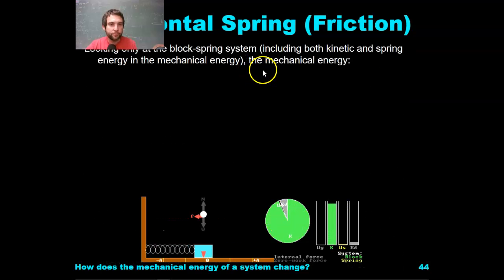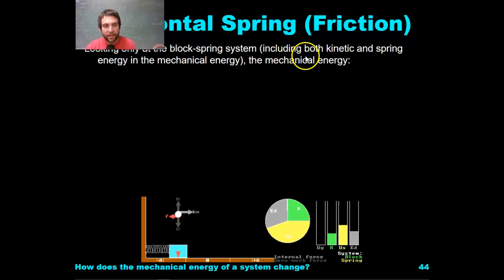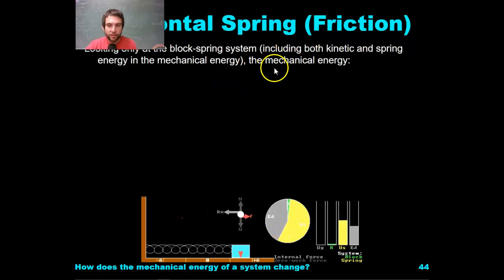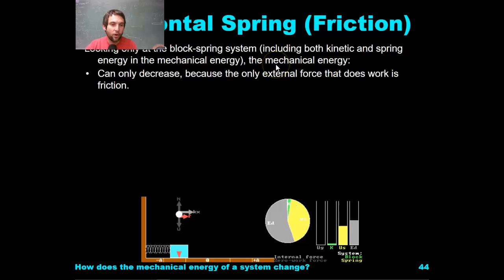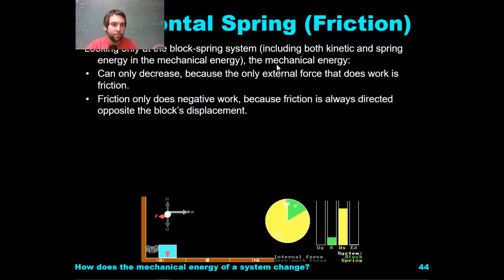Looking at the block-spring system, including both kinetic and spring potential energy in the mechanical energy, this energy can only decrease because the only external force that's doing work is friction. Friction only does negative work because friction is always directed opposite of the block's displacement.